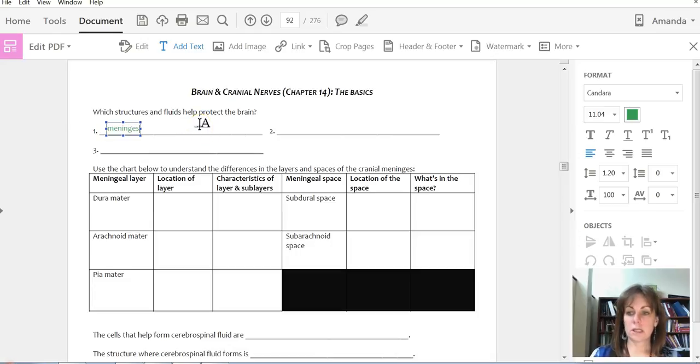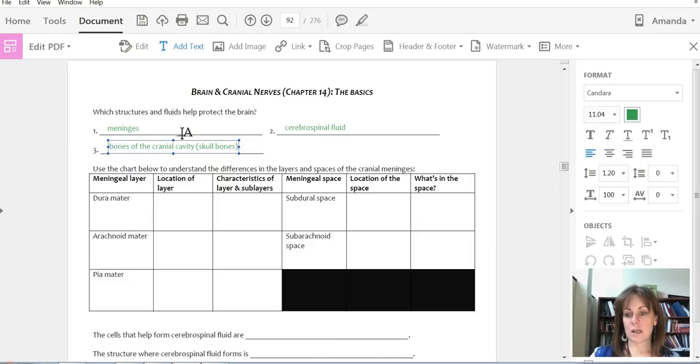So meninges, these are a layer of tissues that surround and protect the brain. Cerebrospinal fluid, so this is also something that is going to help protect the brain. And then lastly, the bones of the cranial cavity. So, and we think of these as the skull bones. Okay, so these are all three things that help protect the brain.